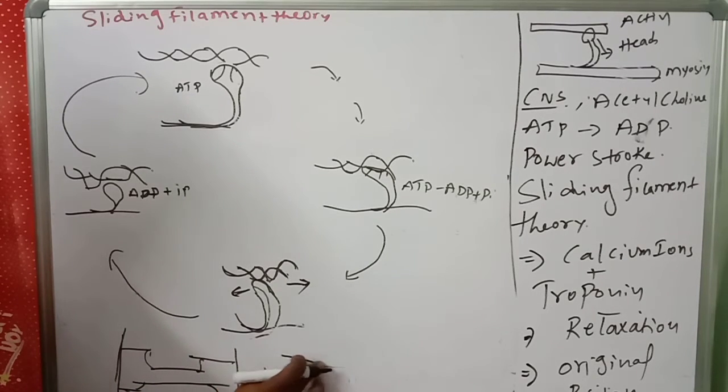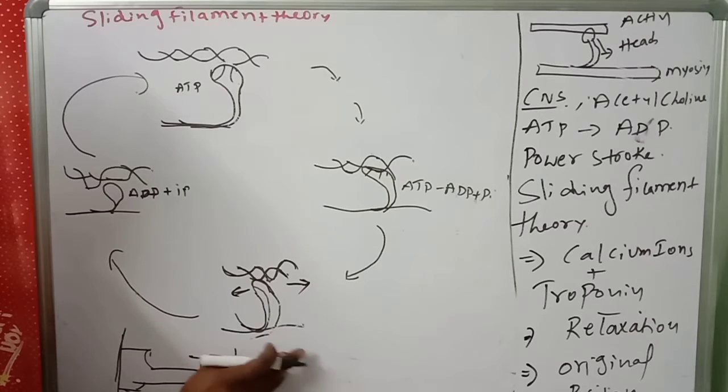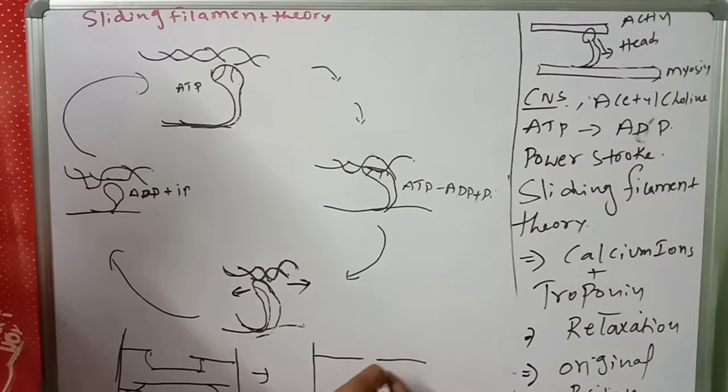Now you see, the thick filaments will not move. Then who will move? Only the thin filaments will move and overlap each other. See now, overlapping. So it will be contracting. Because of the thick filament, it will be overlapping. Next, another one, like this. Okay.